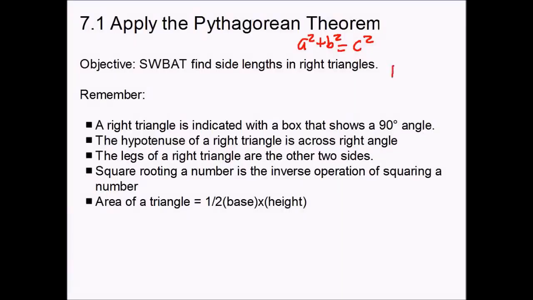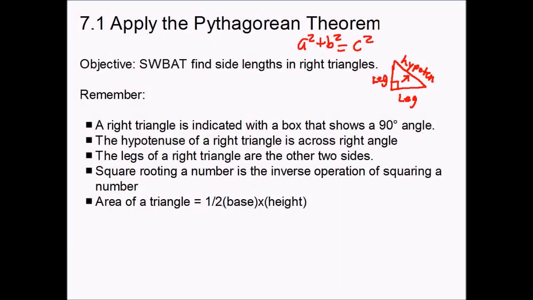So remember, a right triangle is a triangle that has one right angle. There's a right angle right there. Anytime you see this box inside of a triangle or any other figure, that means 90 degrees. The hypotenuse of a right triangle is across the right angle. If you are having trouble determining the hypotenuse, just draw an arrow from your 90-degree angle across the triangle. Whatever side that is will be the hypotenuse. Anything else in that triangle is going to be called a leg.